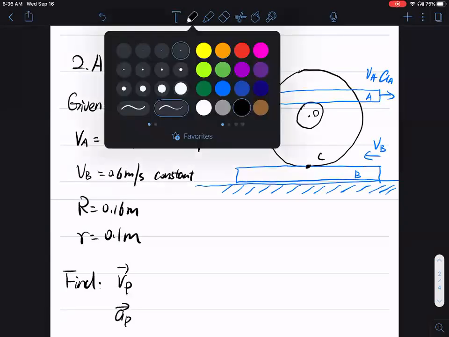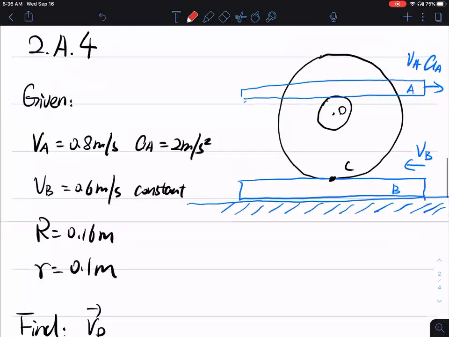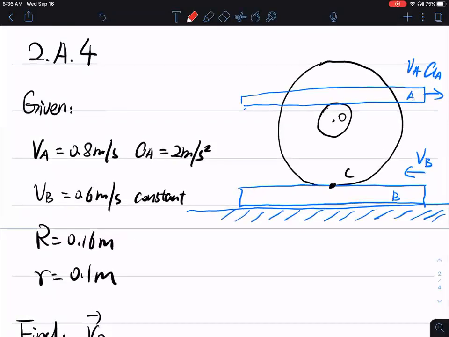Okay, so in this problem, we have a spool with a smaller inner radius and a larger outer radius. At the bottom of that spool, there's a block B in between the spool and the surface. And on top of the inner radius of that spool, we have another block A. So at both contact points, we have a no slip condition.